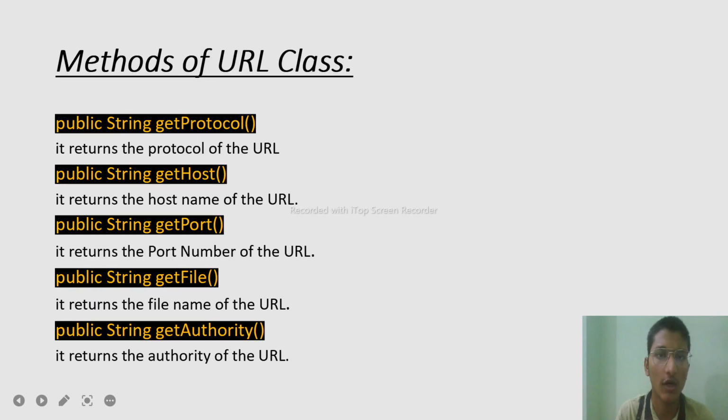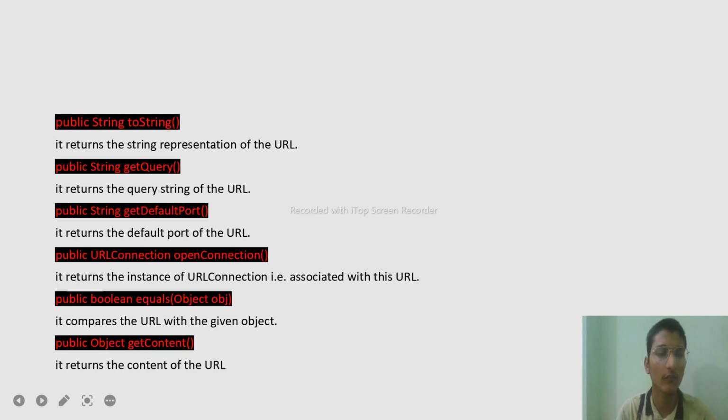Now, methods of the URL class. Public String getProtocol returns the protocol of the URL. Public String getHost returns the host name of the URL. Public String getPort returns the port number of the URL. Public String getFile helps in fetching the file from the URL. Public String getAuthority returns the authority of the URL. Public String toString returns the string representation of the URL.